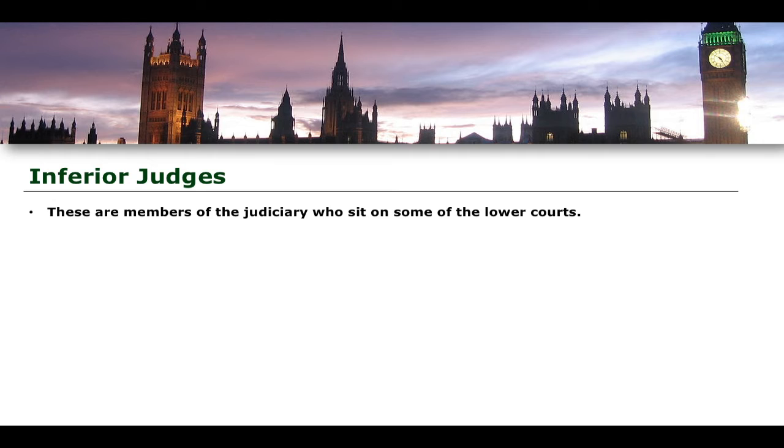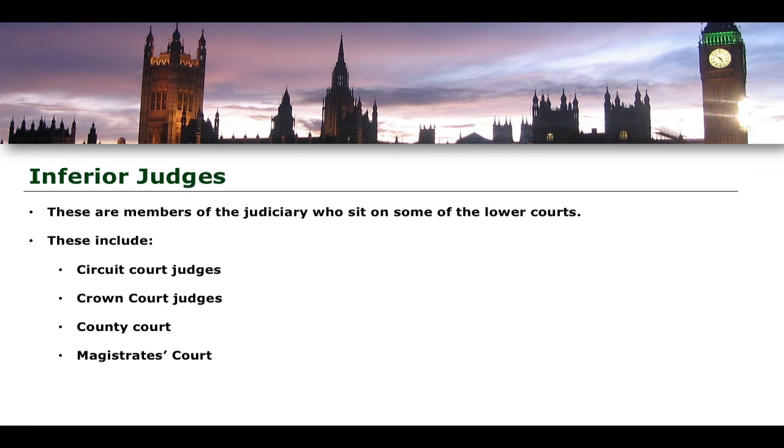Inferior judges, on the other hand, are those who sit in the lower courts and will sit and adjudicate on matters of law which are seemingly given to be more trivial in some cases. These include, for example, circuit court judges, as well as Crown Court judges, and county courts, as well as magistrates' courts. Now, this is not to suggest that these courts don't deal with very significant and very important cases, but in terms of matters of law, the superior judges have more authority in the interpretation of legal precedent than these judges do down at the lower levels.